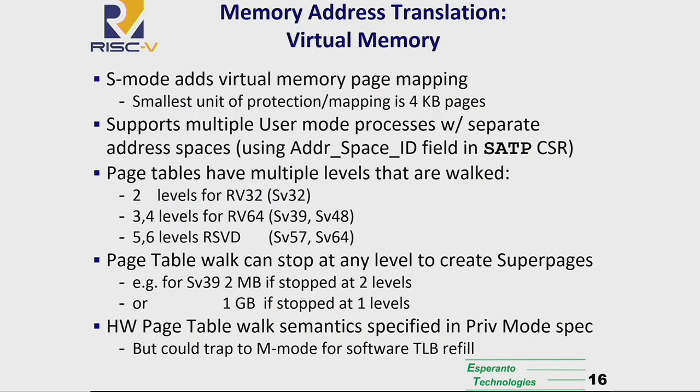Now, what's interesting is the page table walk can be stopped at any time. So you can read a page table entry, and it will say, I'm not the end, keep going. Or you can say, oh, I'm the end, stop here. So if you did that at the first level, you would have 1 gigabyte pages. If you let it go one more level, you have 2 megabyte pages. And if you go all the way, you'll get the 4K page translation. And that's pretty useful if you want to reduce fragmentation in your TLB.